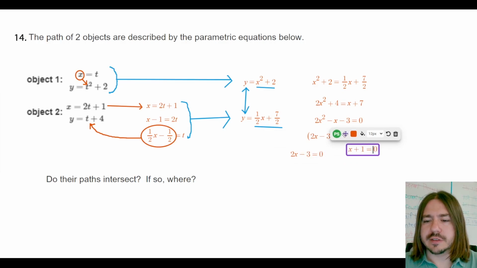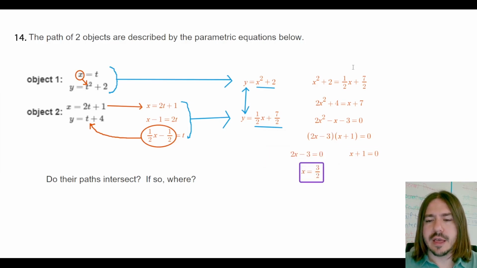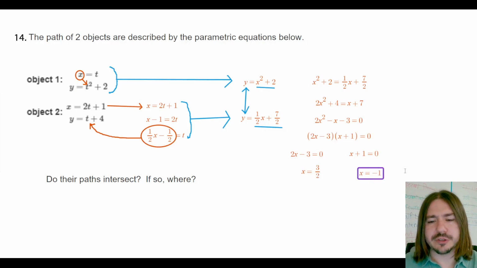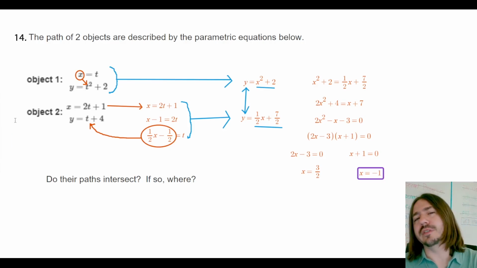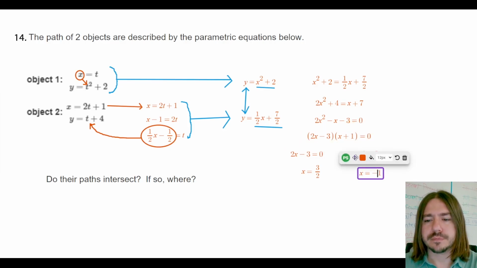Solving the left one, I'm going to add 3 and divide by 2, which will give me x equals 3/2. And then over here, I get x equals -1. So these represent two x values where the two paths are intersecting. Now, we haven't decided whether or not they're happening at the same time, but we'll answer that in the next part. So these are the x coordinates. We don't have the y coordinates yet, so we need to get those separately.